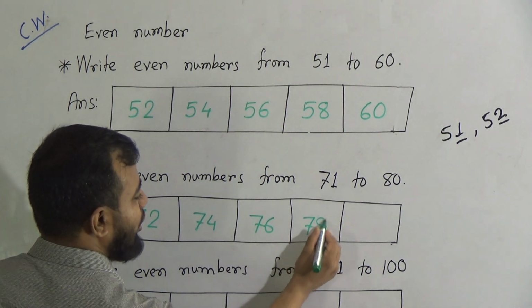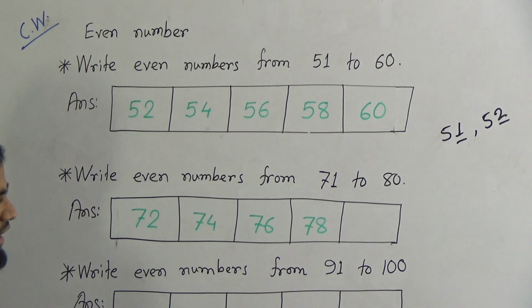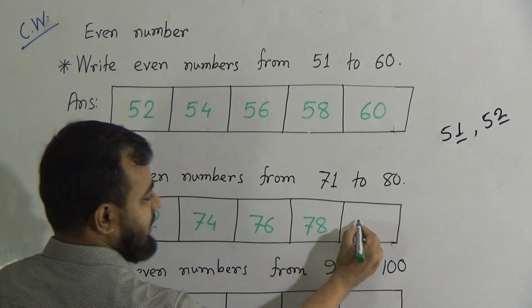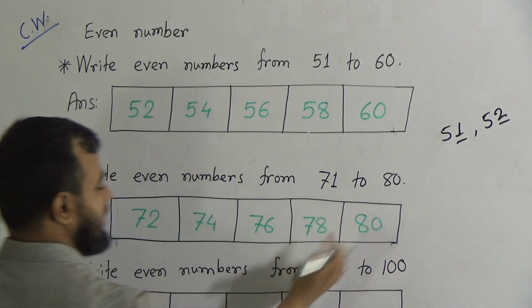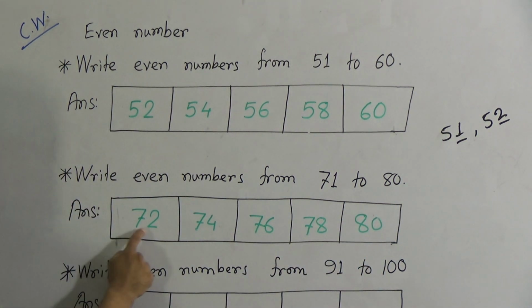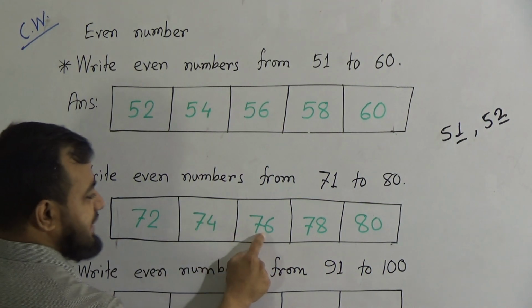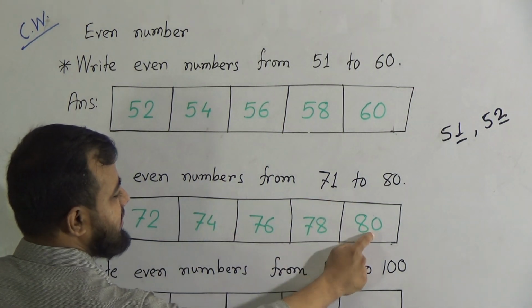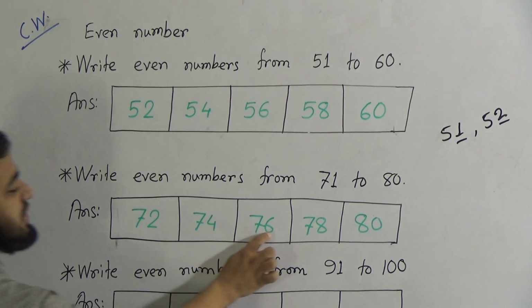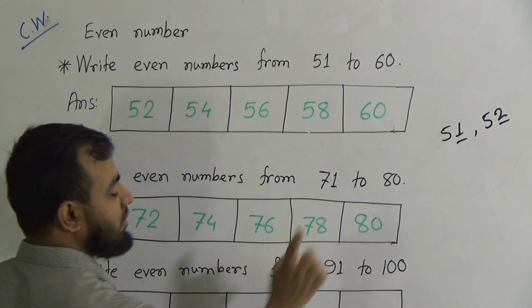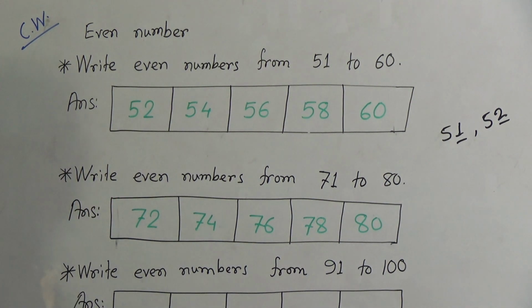The next even number after 76 is 78, and the last even number for this question will be 80. Now look at the answers. The answers are 72, 74, 76, 78 and 80. Dear students, all the numbers have 2 or 4 or 6 or 8 or 0 in the ones place. That's why all the numbers are even numbers.